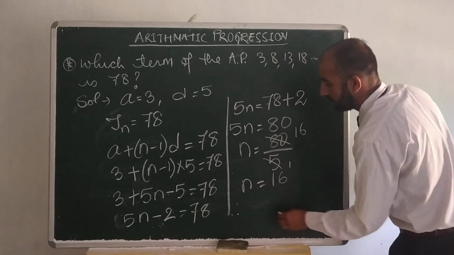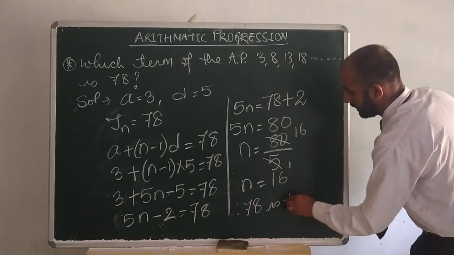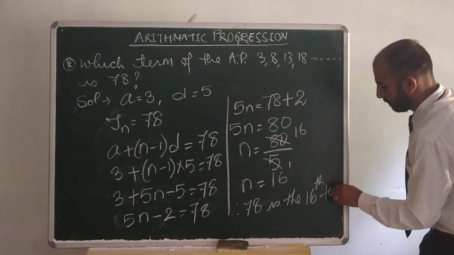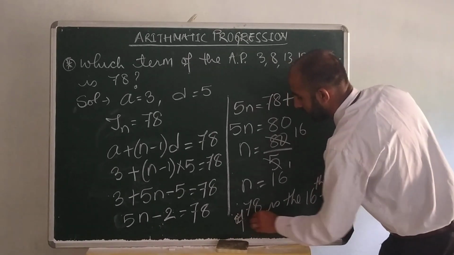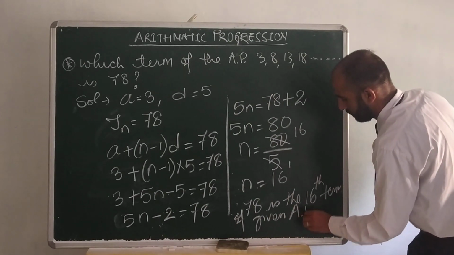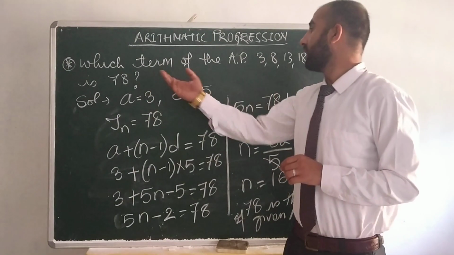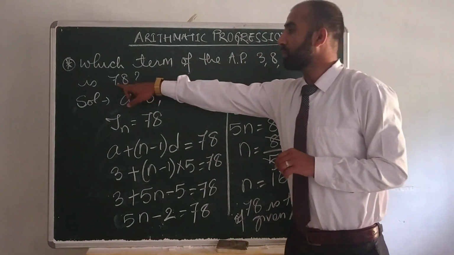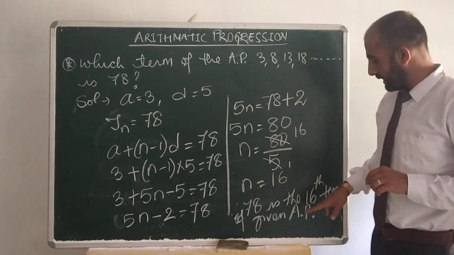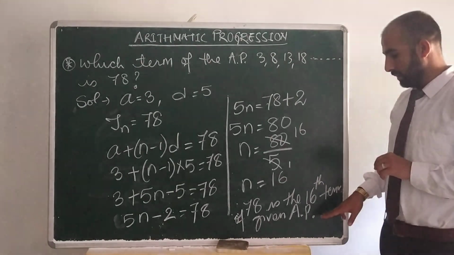Therefore, 78 is the 16th term of the given AP. So we got here that we were supposed to find 78 is which term of the AP. So we found that 78 is the 16th term of AP.